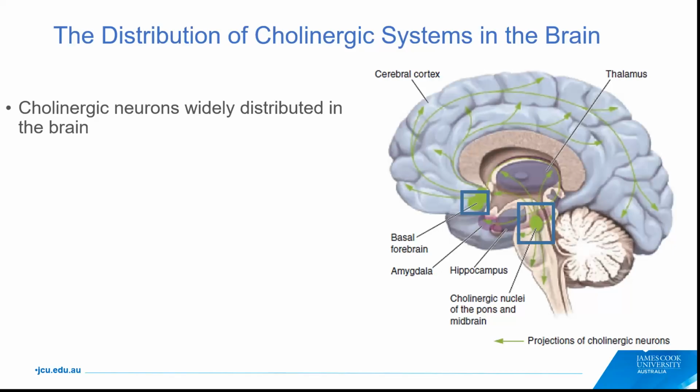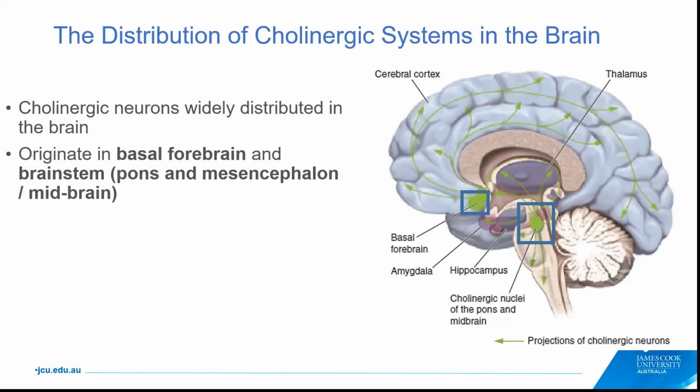So this is a diagram of the first neural pathway, or what we call a neural system, to take note of. We have all these cholinergic neurons widely distributed in the brain. Just take note that they originate in our basal forebrain. I highlighted it here: basal forebrain, ventral prefrontal cortex, and our brainstem. The brainstem is just like the mic I'm holding right now, and this is the top part of it, in the midbrain.